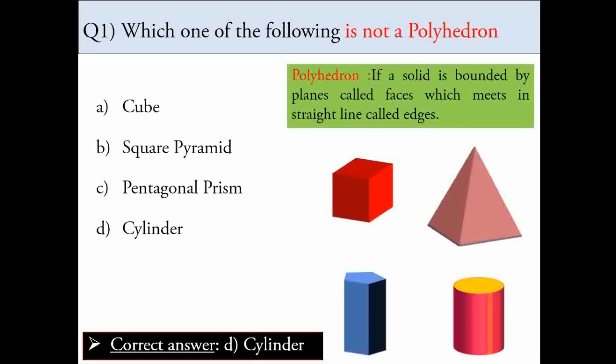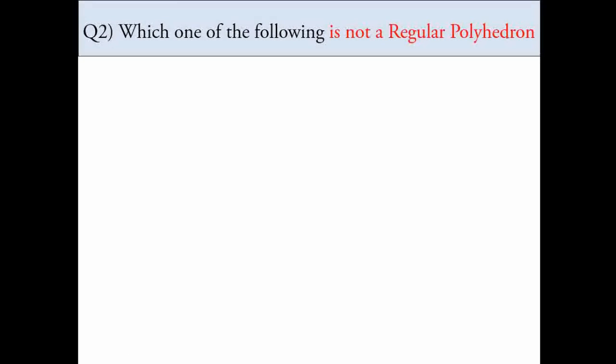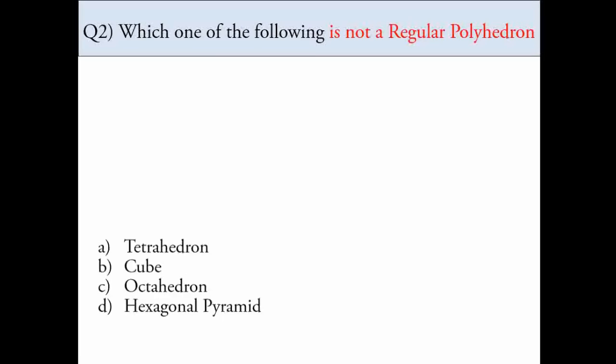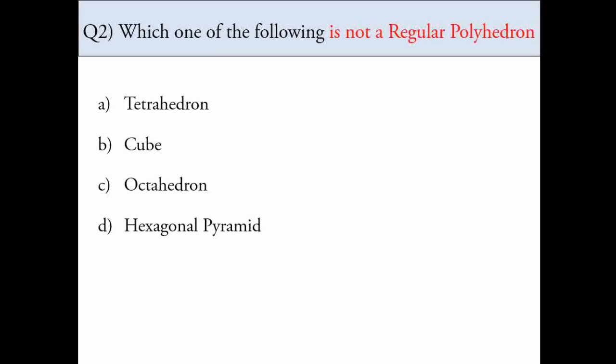Now the next question, which one of the following is not a regular polyhedron? Okay, in the previous question it was mentioned only regarding the polyhedron. Now the second question is related to the regular polyhedron. So the options are tetrahedron, cube, octahedron, hexagonal pyramid. Out of these four, which one is not a regular polyhedron?